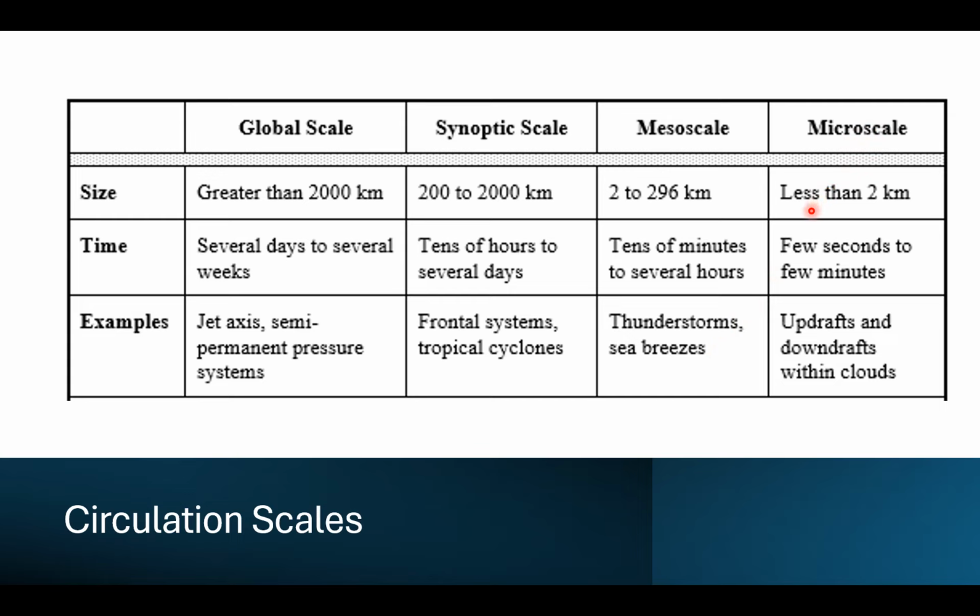The size of the microscale is the smallest, generally covering an area less than 2 kilometers. The time frame of microscale is a few seconds to a few minutes. And then the examples of microscale include thunderstorm updrafts and downdrafts. So you can see there's a large variety of atmospheric features from global scale, the largest scale, covering greater than 2,000 kilometers, right on down to the microscale.